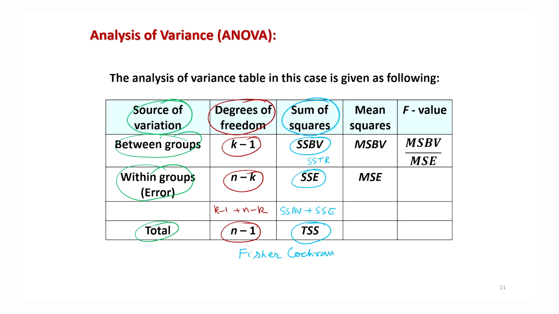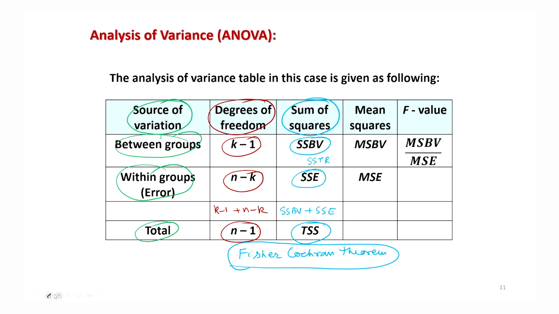Fisher-Cochran theorem in statistics. So, this partitioning of total sum of squares into between variation and error has been done orthogonally. That means both these sums of squares are orthogonal to each other, and then their chi-square distributions, their degrees of freedom, are also additive. So, all these things are ensured by the Fisher-Cochran theorem. Well, I am not going into the detail of these things.